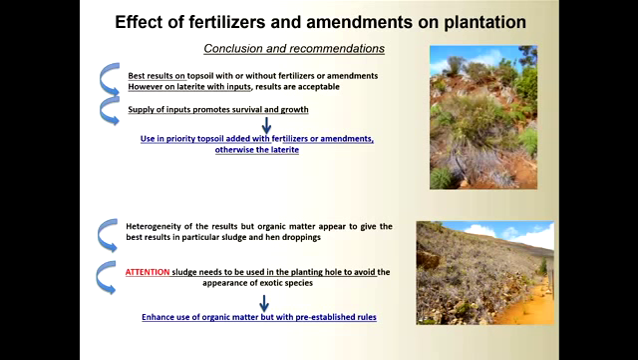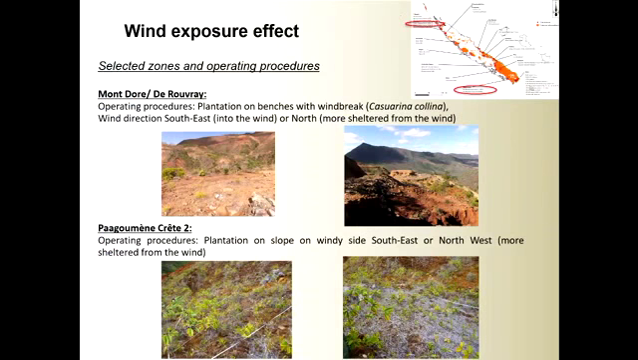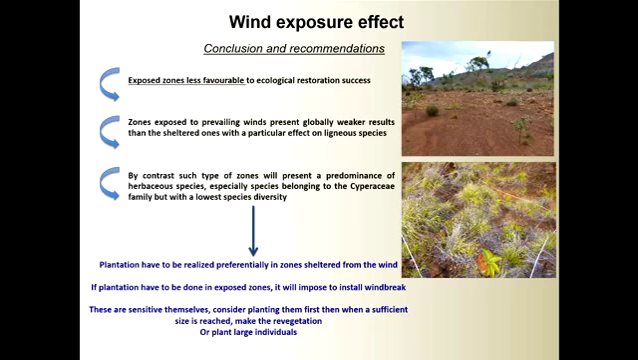exotic species. We also evaluated the wind exposure effect using 2 zones, exposed or not to the dominant wind coming from the southeast, in which there was a use or not of vegetal windbreak. It showed that exposed zones are less favorable and present less diversity, essentially composed of herbaceous plants. So plantations have to be realized preferentially in zones sheltered from the wind, and for the exposed zones, the use of windbreak is necessary and needs to be planted previously or made of large individuals.